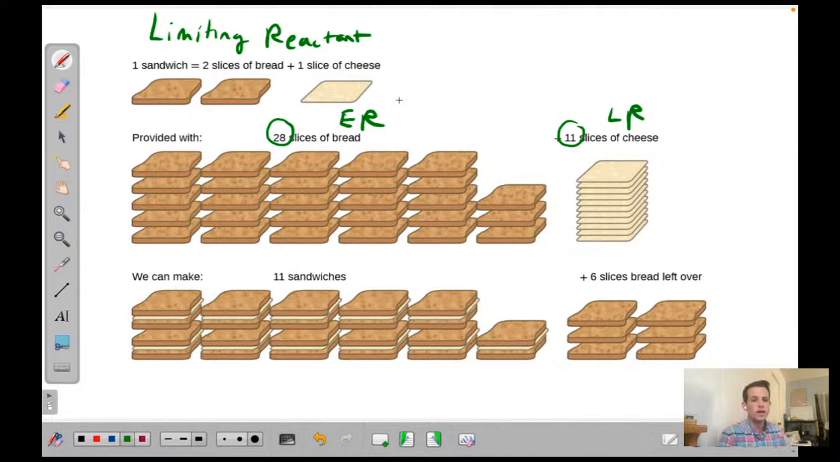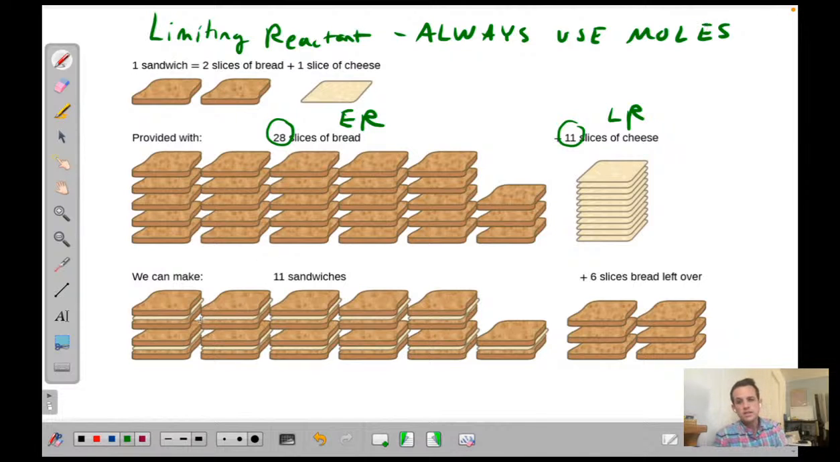Same thing in a chemical reaction. We want to think about how many, not grams we have, but how many moles. So for limiting reactant, always use moles. And we want to see which one we have fewer moles of proportionately. Now in this case, yeah, we had less cheese. We only had 11 cheeses. So you could say, oh, that's the limiting reactant.